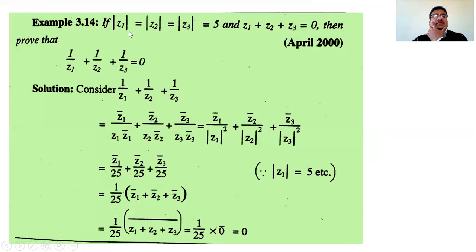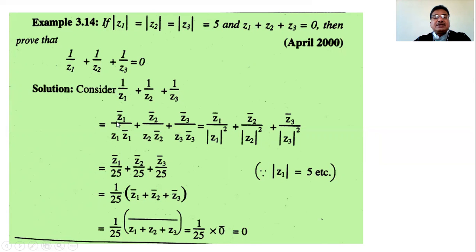Next, if mod Z1, mod Z2, and mod Z3 are all 5, and Z1 plus Z2 plus Z3 is 0, then prove that this. So consider the LHS of this: 1 by Z1 plus 1 by Z2 plus 1 by Z3. Then multiply and divide by Z1 bar, because we have to find the division. 1 by Z1.